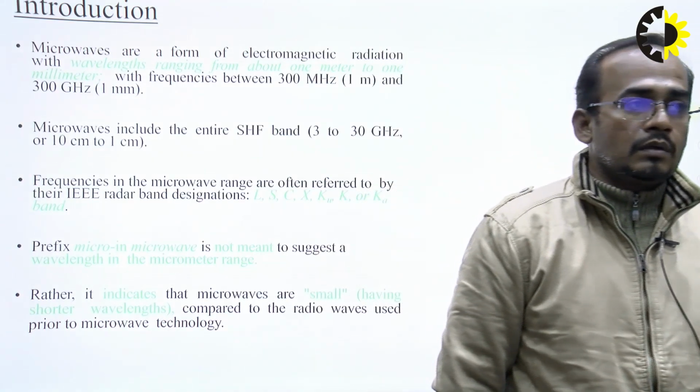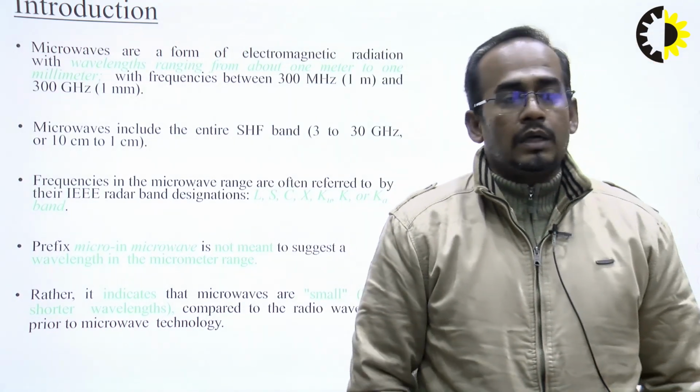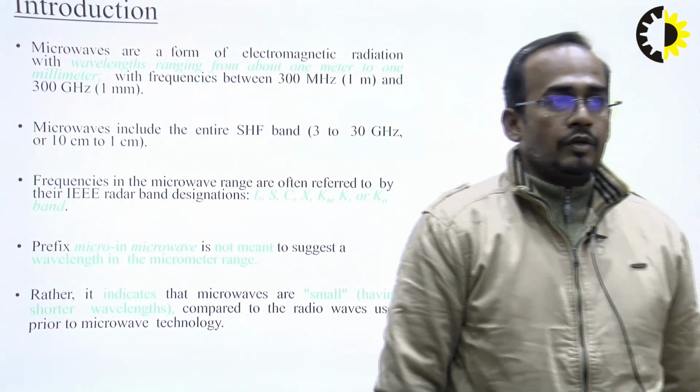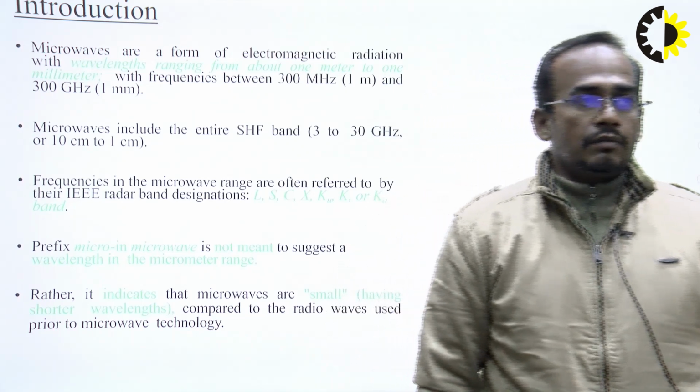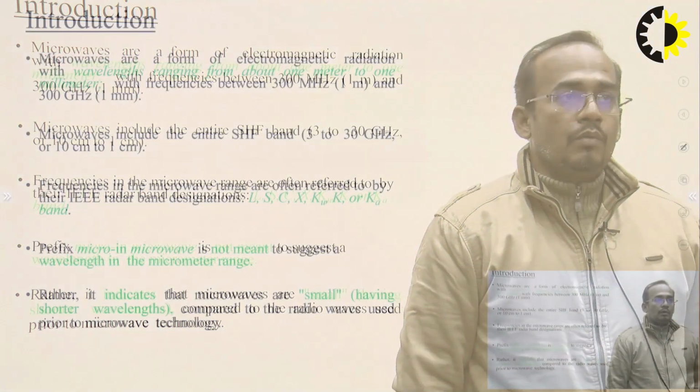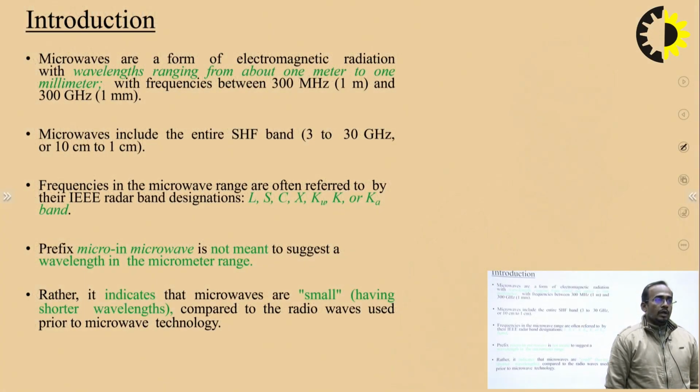Now coming to the introduction part of microwaves. What are microwaves? Microwaves are a form of electromagnetic radiation with wavelengths ranging from 1 meter to 1 millimeter, with frequencies between 300 megahertz to 300 gigahertz. 300 megahertz for 1 meter and 300 gigahertz for 1 millimeter.